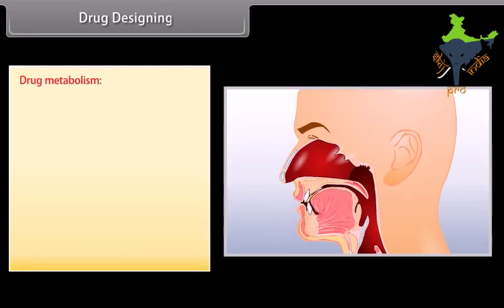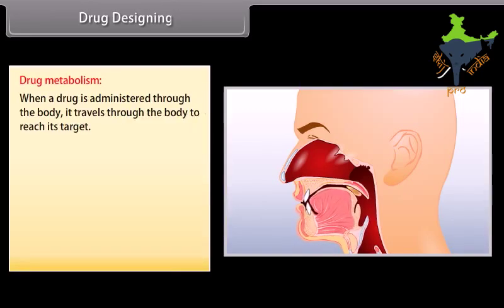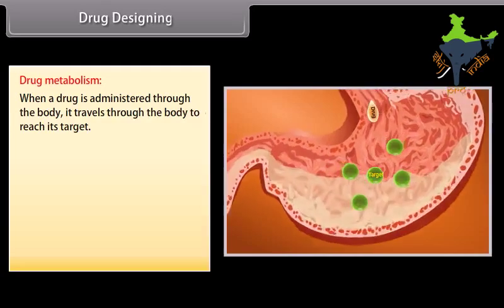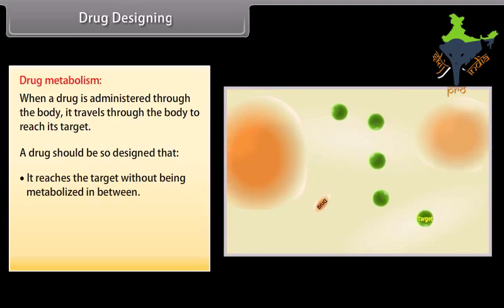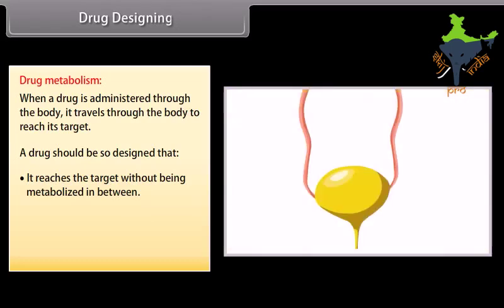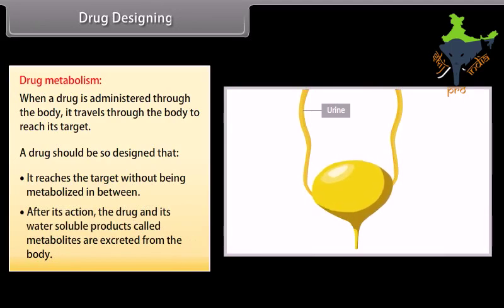Drug metabolism. When a drug is administered, it travels through the body to reach its target. A drug should also be designed so that it reaches the target without being metabolized in between. Also, the drug should be designed so that after its action, the drug and its water-soluble products, called metabolites, are excreted through urine, feces, exhaled air, saliva, and sweat without causing harm to the body.